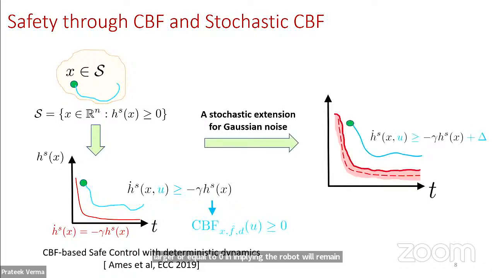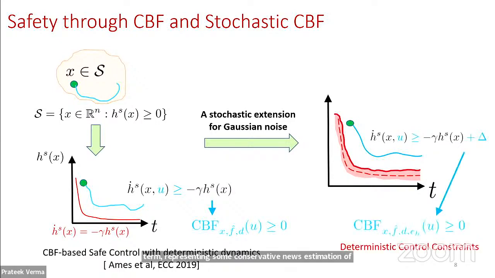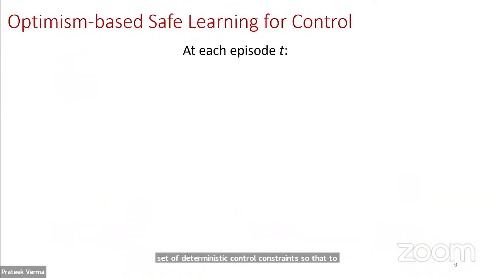So in this work, we use a stochastic extension for Gaussian noise, right? Because of the stochasticity in the robot dynamics, we want to be a little bit more conservative so that the robot can remain in a safer condition. In this case, you can see this little capital delta term representing some conservative estimation of the noise. And with that, we are still able to obtain a set of deterministic control constraints to enforce safety for the robot. Now let's look at a brief overview of the optimism-based safe learning for control.